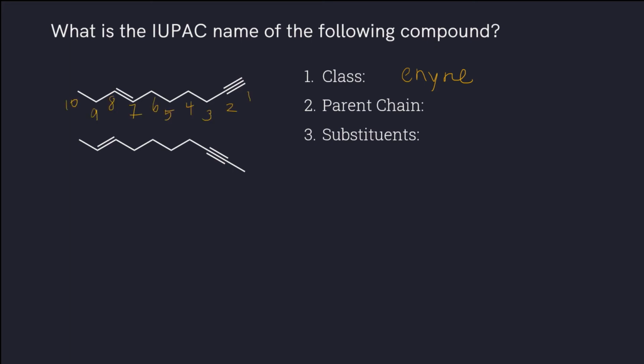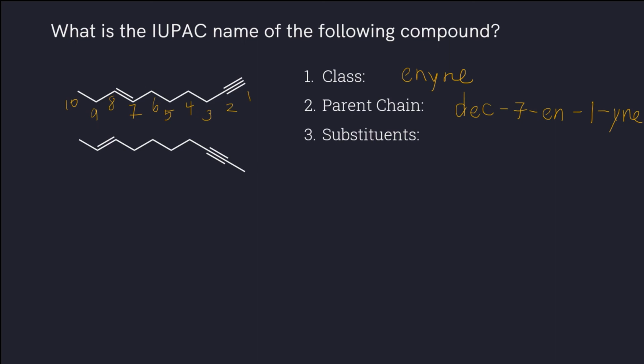Now for this first example, we'll think of the triple bond and the double bond as having equal priority. So all you have to do is get the lowest set of locants for both of these multiple bonds. Because this is a 10-carbon chain, the parent chain has the prefix dec. And since the compound is called an enyne, we specify the locant of the alkene first, 7, and then the alkyne, 1-yne. So dec-7-en-1-yne.